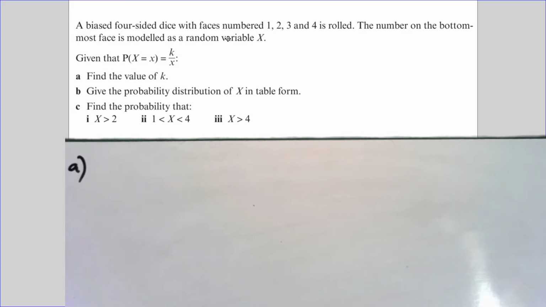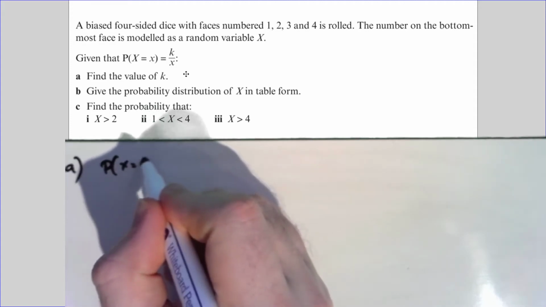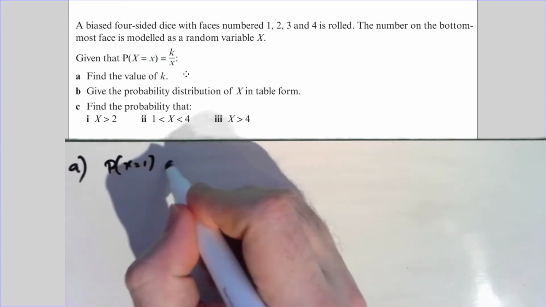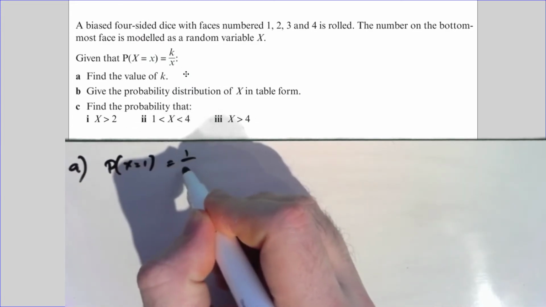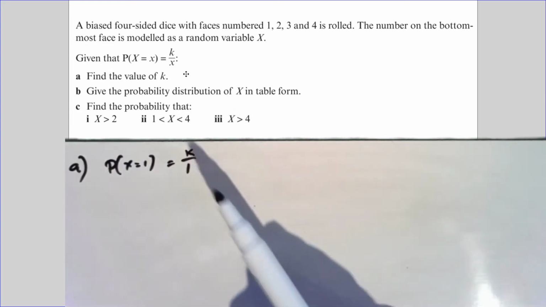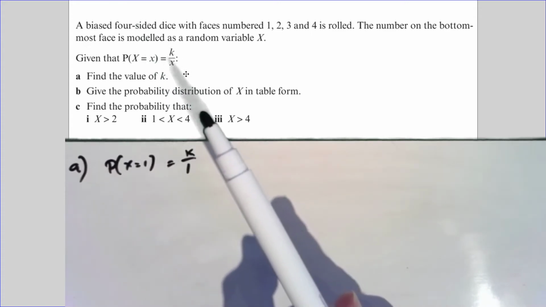For this one, we're given a model where we have a four-sided dice, and we've not been told that it's fair, we've actually been told that it's biased. So we get given a formula here, a function of the different values of x that we can possibly roll, and we're asked to find the value of k. So for the probability that x equals 1, I'm going to put 1 into this formula, so it's k on the top, and the x value here is 1. Notice if I want x is 1, I put 1 here, and I put 1 here on the bottom as well.